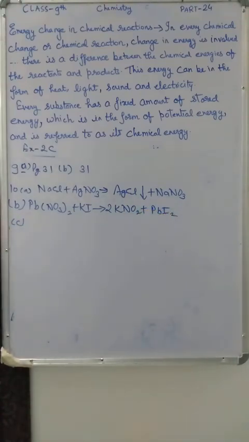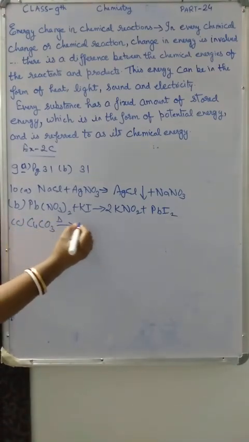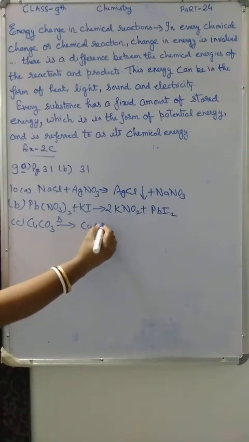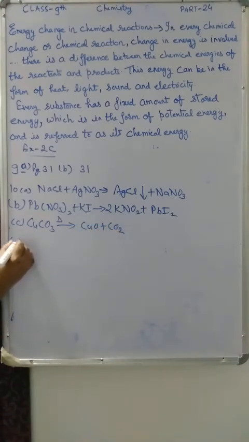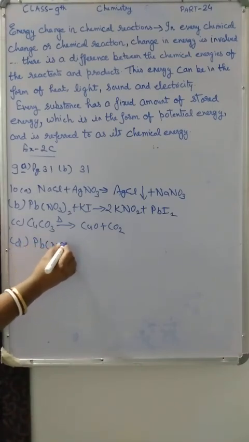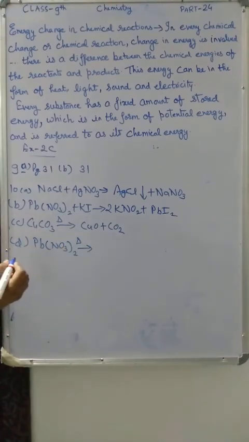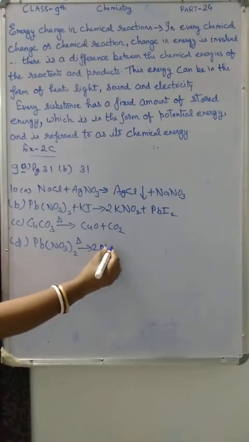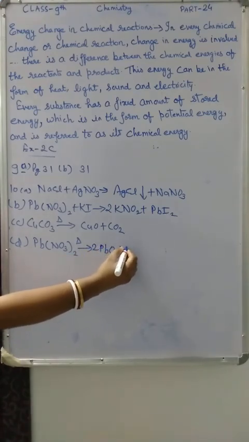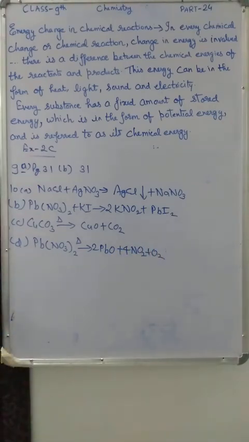Now C, copper oxide plus carbon dioxide. Now D, again lead nitrate only. When it is heated, we will get lead oxide. So you have to check that it is balanced or not. If it is not balanced, you have to balance it by yourself.